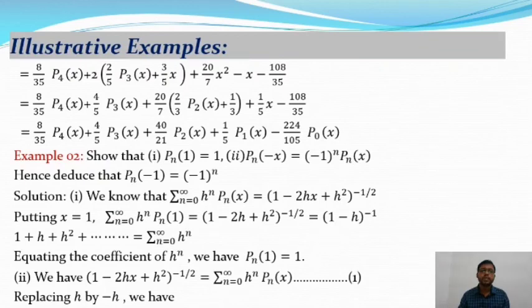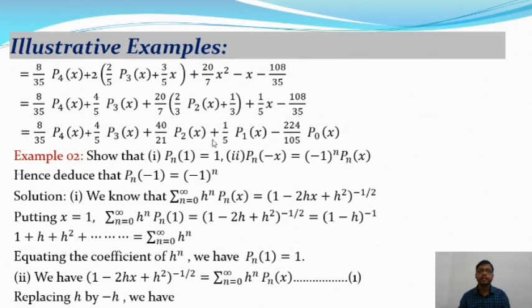And from this equation we will get 8 by 35 P4(x) plus 4 by 5 P3(x) plus 40 by 21 P2(x) plus 1 by 5 P1(x) minus 224 by 105 P0(x).